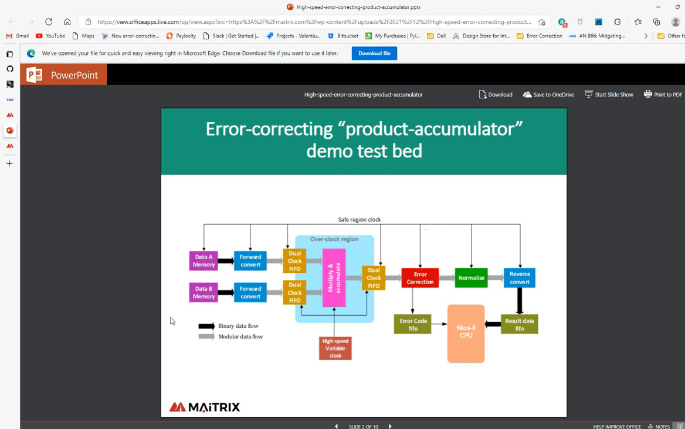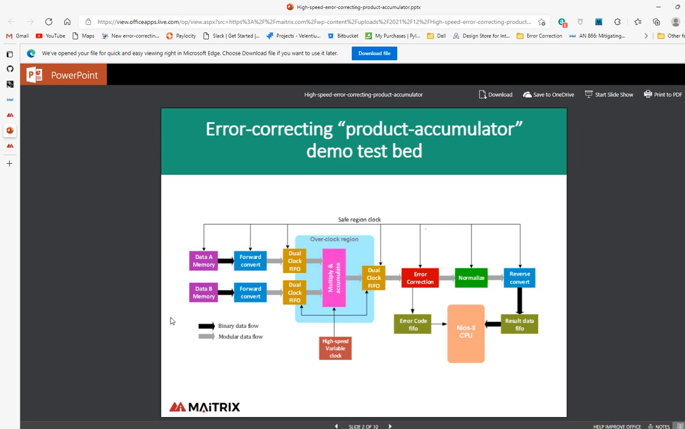In the forward convert process, binary data is converted into RNS data. The RNS data is then sent into our multiply and accumulate unit. Notice that this is the unit that is overclocked. It is highlighted in light blue. The overclocked region can be controlled by a high-speed variable clock shown in brown just to the bottom of the highlighted blue area.